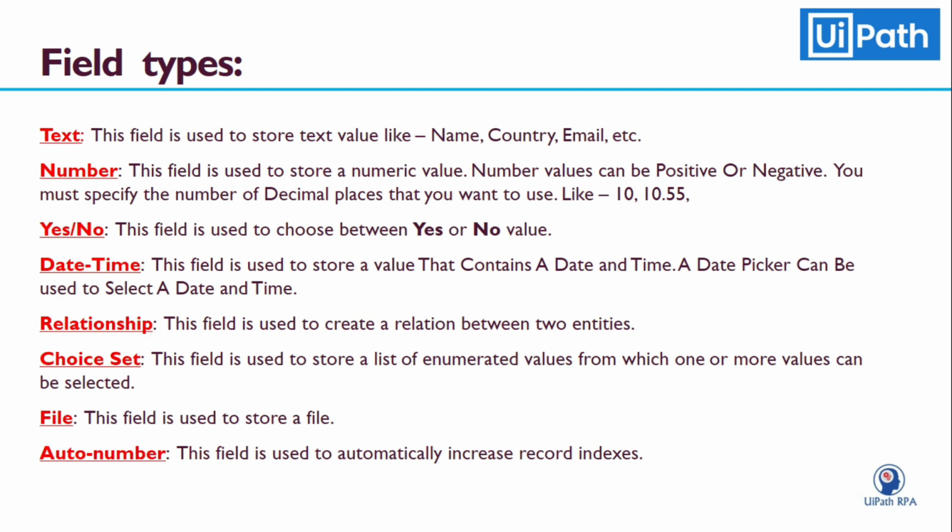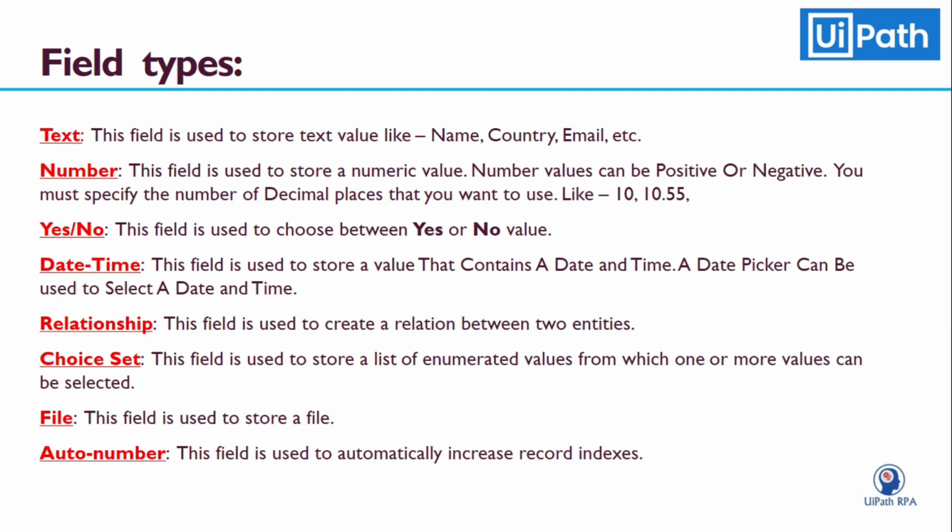This field is used to store text values like name, country, email ID, etc. We have number fields. This field is used to store a numeric value. Number values can be positive or negative. You must specify the number of decimal places that you want to use, like 10 or 10.55. If you say 2 decimal places, you can store 10.55. If you say 3, you can store 10.557. If you say decimal places 0, then you can set values like 10, 15, 20.